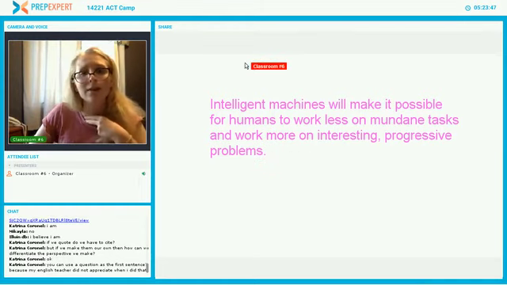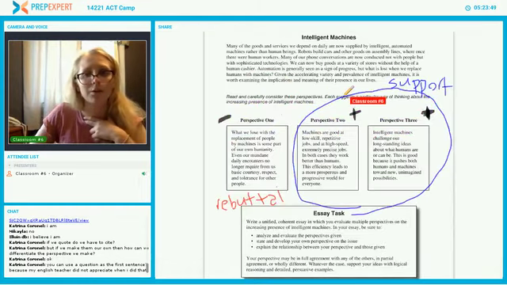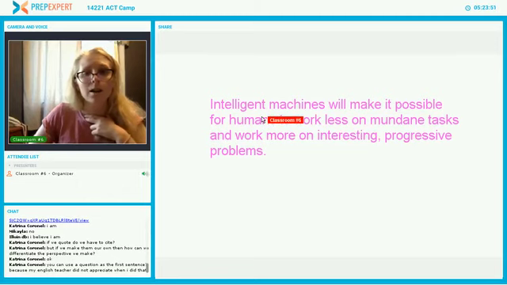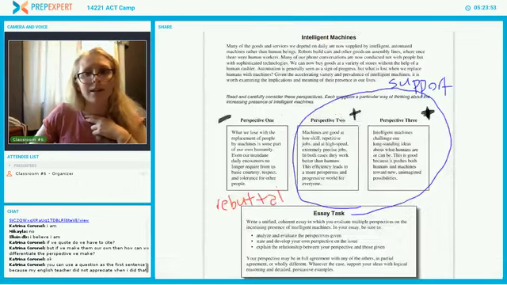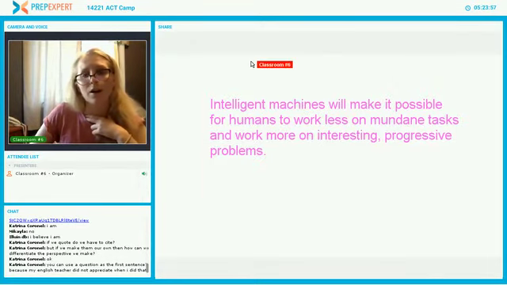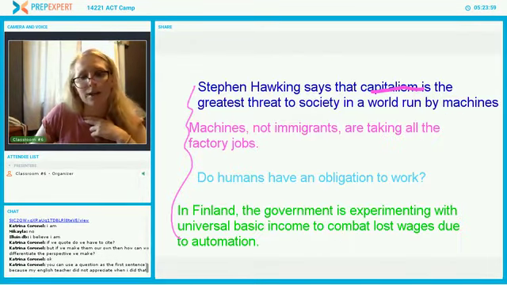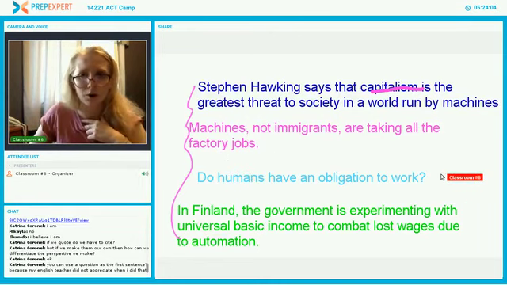This doesn't have to do with any of these actual perspectives. This is my own thesis. But what I'm going to do now is relate each of these perspectives to my thesis, right? So maybe I start off by saying, do humans have an obligation to work?